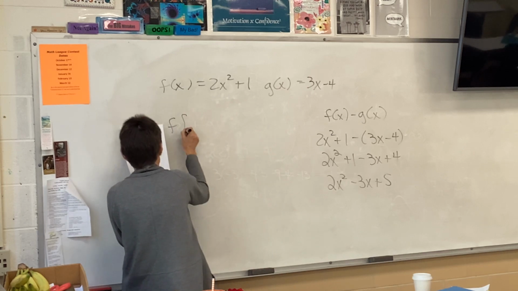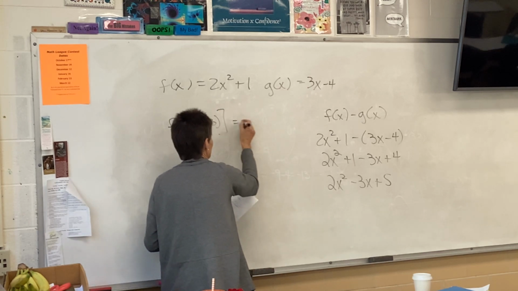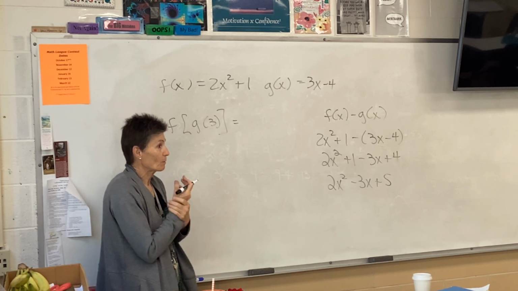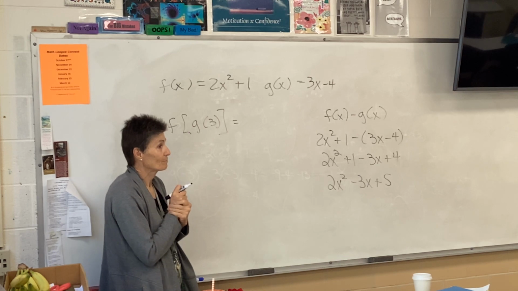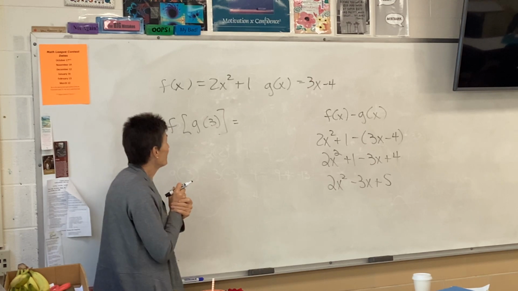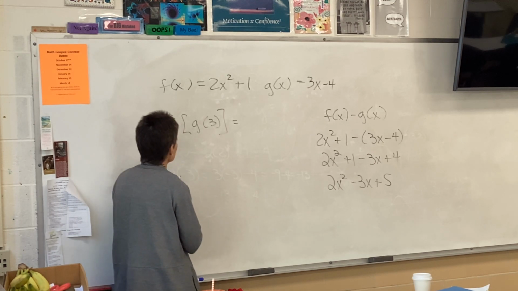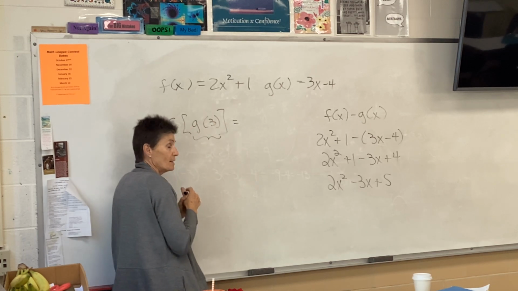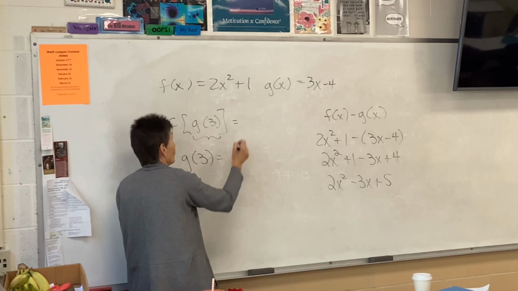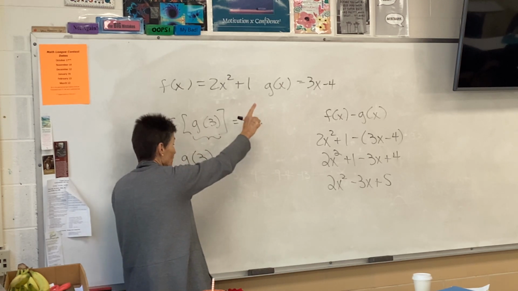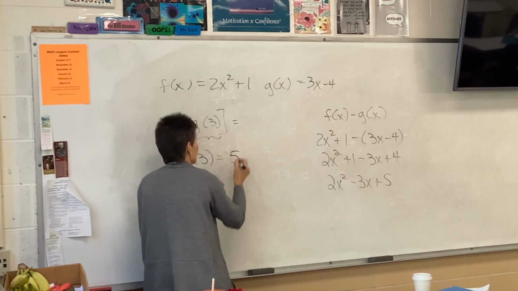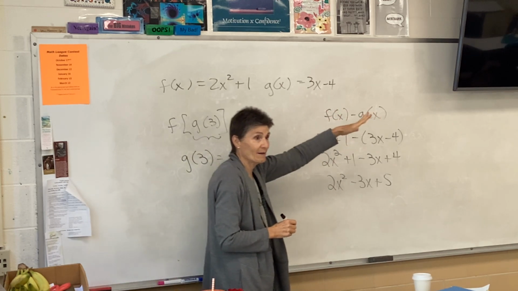What does this mean? What do I do with this? It's a two-step problem. What do I do first? Well, there's really no absolute value here, but if you mean the brackets, yes, I'm going to do what's inside the bracket first. So what's g of 3? Look up at your g function, put in 3. 3 times 3 minus 4 is 5.